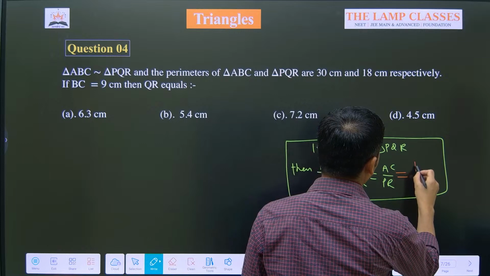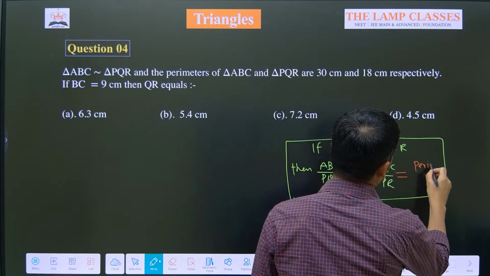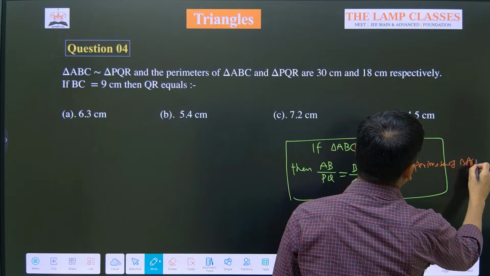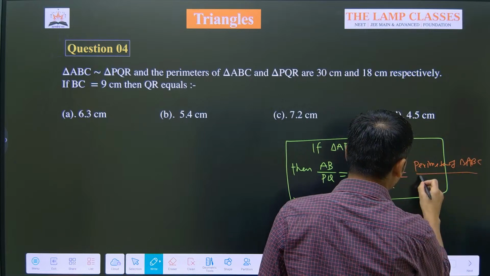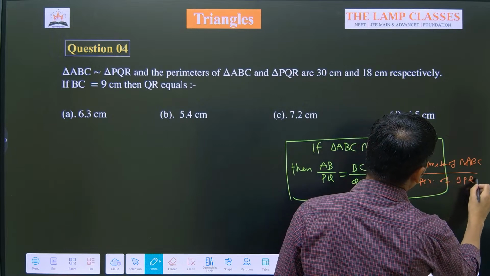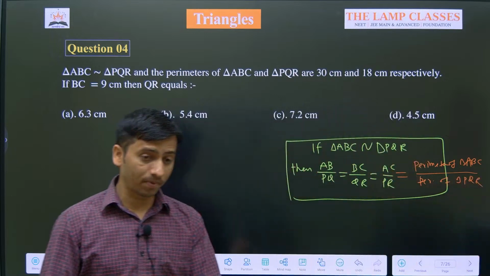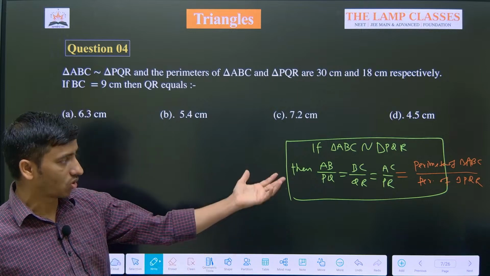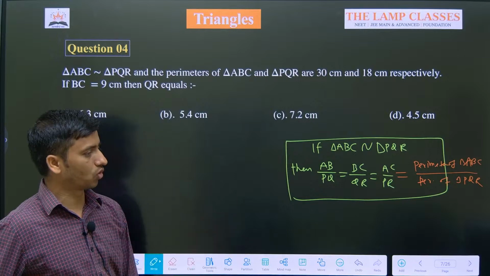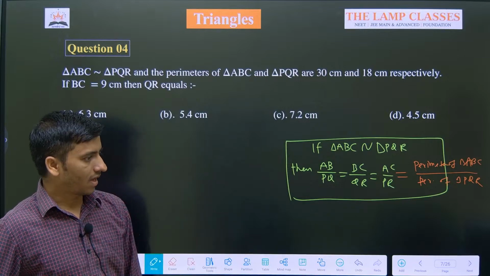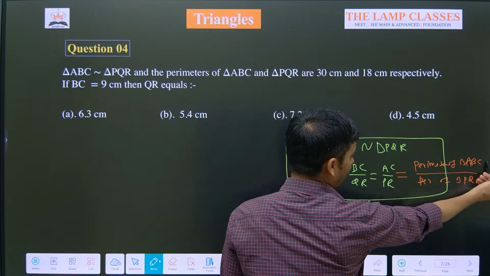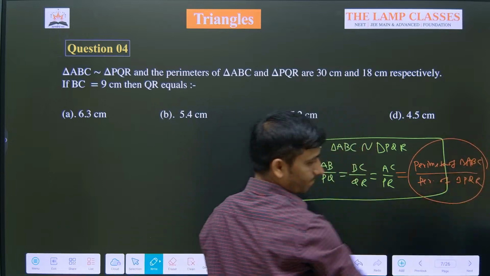So perimeter of triangle ABC upon perimeter of triangle PQR. Please remember this, and actually please prove it as well, guys. You never know, they might ask the same question in 2 marks. It's a very good question for 2 marks. And if it is an MCQ question, just apply the rule. Can you guys prove it? If anyone has difficulty, please let me know.